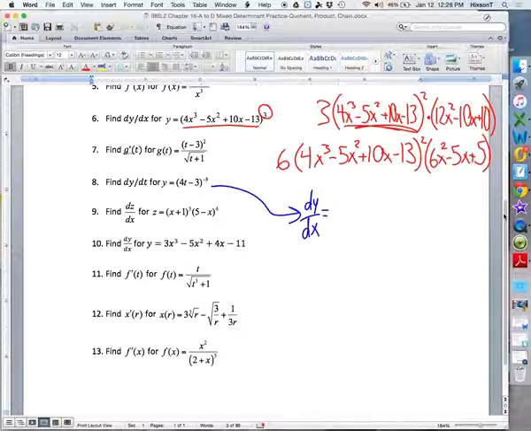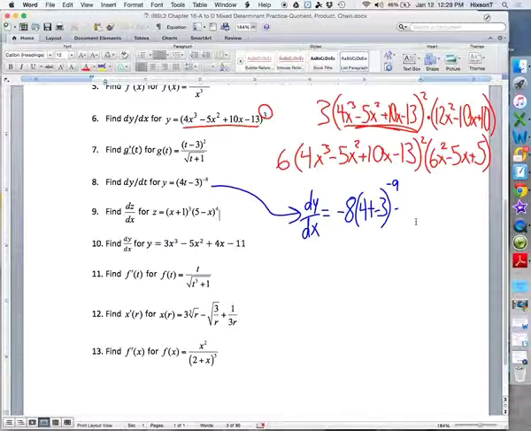Okay, we pull the -8 out in front. We have the 4t minus 3, but now it's to the -8 minus 1 power. So now it's to the -9th power. Okay, so the -9th power. And then we also need to then multiply by the derivative of the inner function. The inner function is 4t minus 3, so it's just times 4.